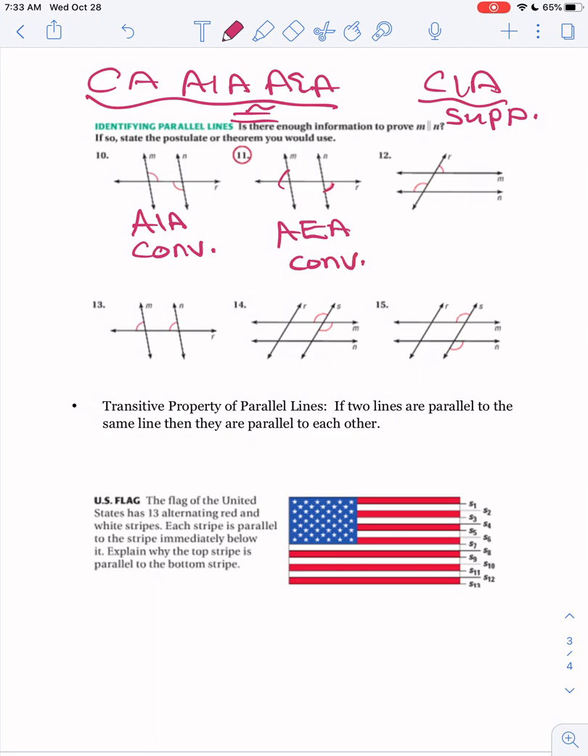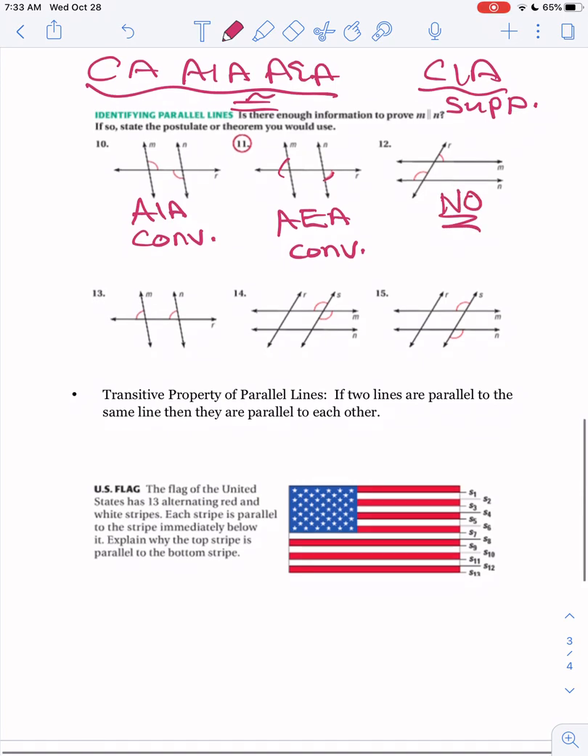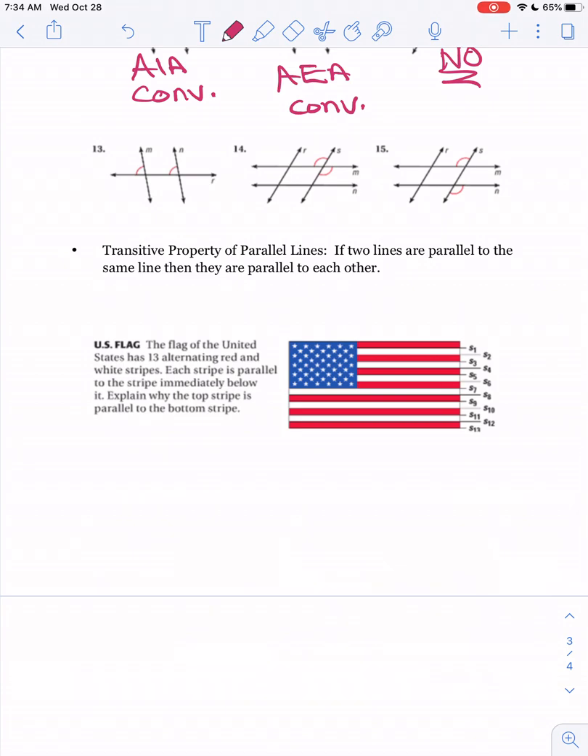Number 12 doesn't even look like it makes sense. They're telling us an acute angle is congruent to an obtuse angle. That doesn't even make sense. We don't have a name for those pairs of angles, so we're just going to say no, we don't have enough information to prove. Number 13, there's our good old corresponding angles, and we're going to say converse again.